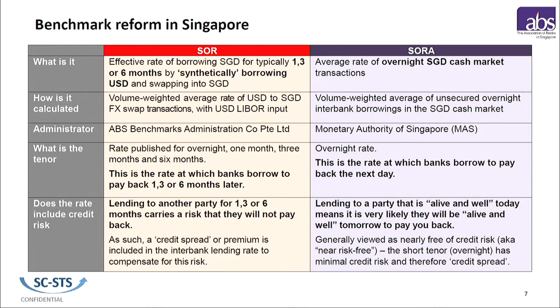And that's in very simple terms because if you looked at a SORA rate, a bank is borrowing from another bank or lending to another bank, but it's very likely that if you lend to that party today, they'll be around tomorrow. So essentially, economically, there will be a difference between SORA and SOR. And one of the key drivers is that there is less interbank credit risk in this new rate.